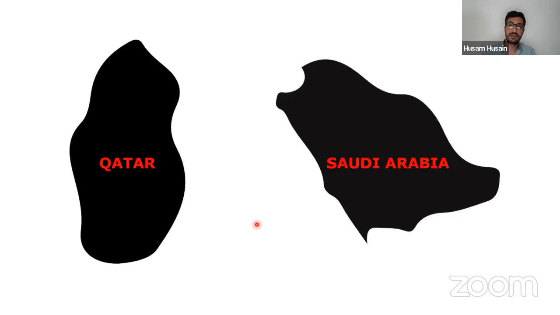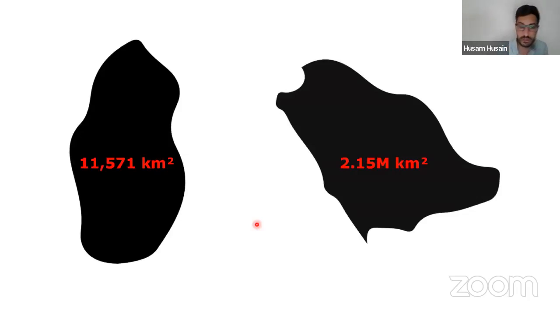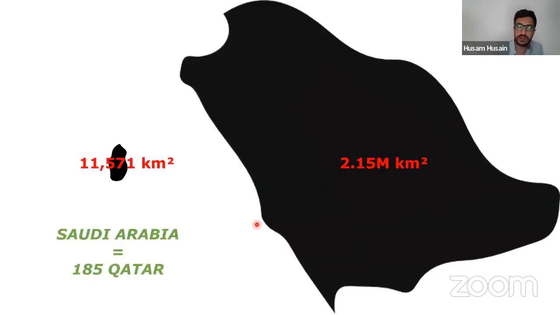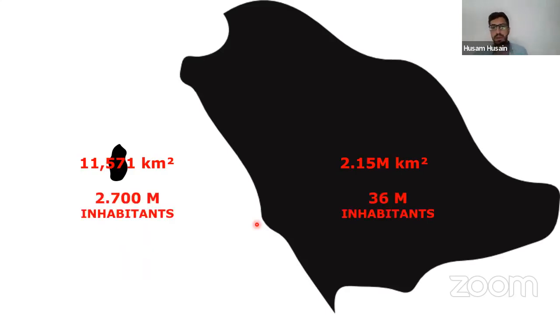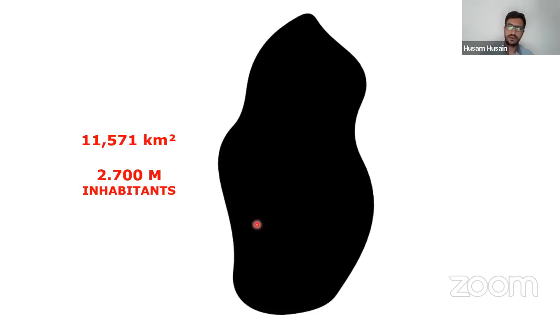This is another example. This is Qatar and this is Saudi Arabia. Qatar is around 11,000 square kilometers in area, but Saudi Arabia is 2 million square kilometers. So Saudi can contain 185 Qatars. 185 Qatars could fit inside Saudi Arabia. But looking at the number of inhabitants, we find in Qatar 2.7 million while 36 million inhabitants are in Saudi Arabia. So, trying to understand graphically, how can we fit 2.7 million people in 11,000 square kilometers? Let's do it graphically.